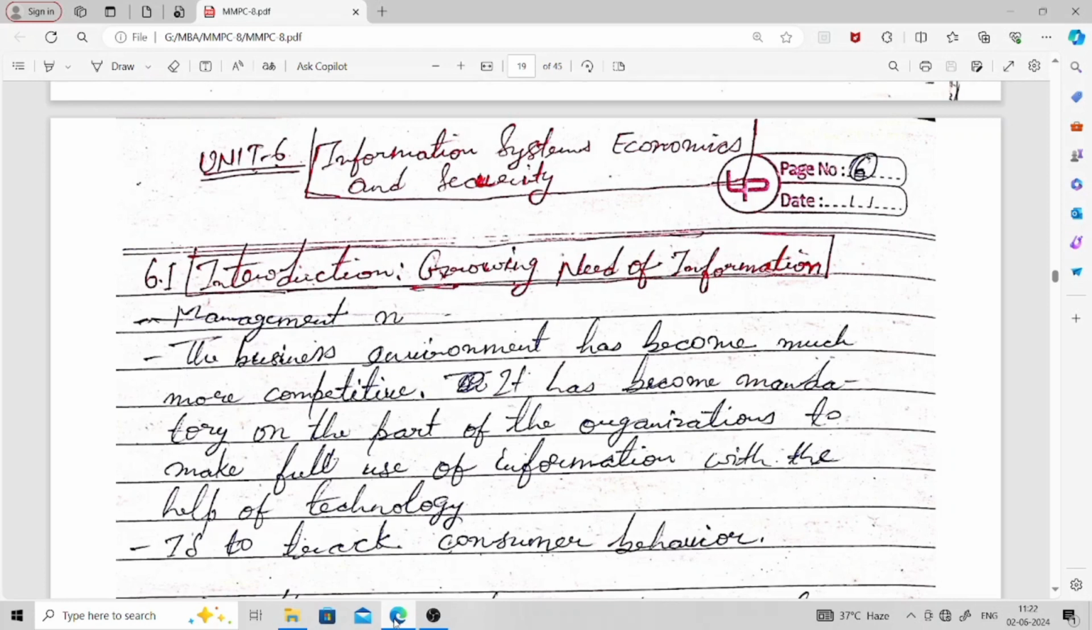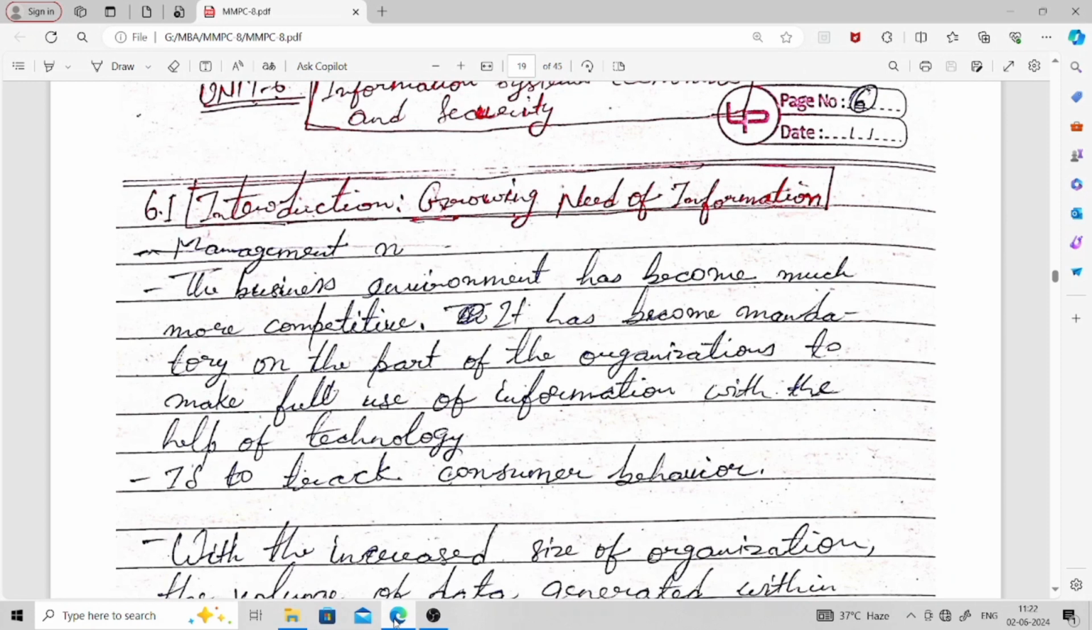So the name of the sixth unit, as you can see on your screen, is Information Systems Economics and Security. Here we will discuss the economics and security of information systems. Now first let's move on to the first point, that is the introduction, the growing need of information.